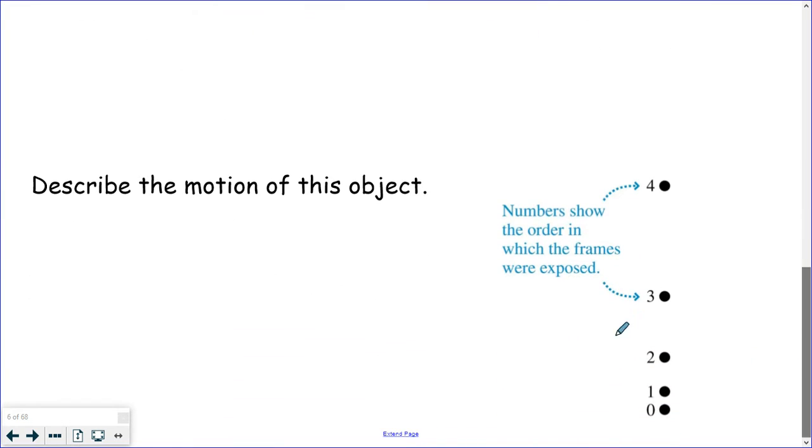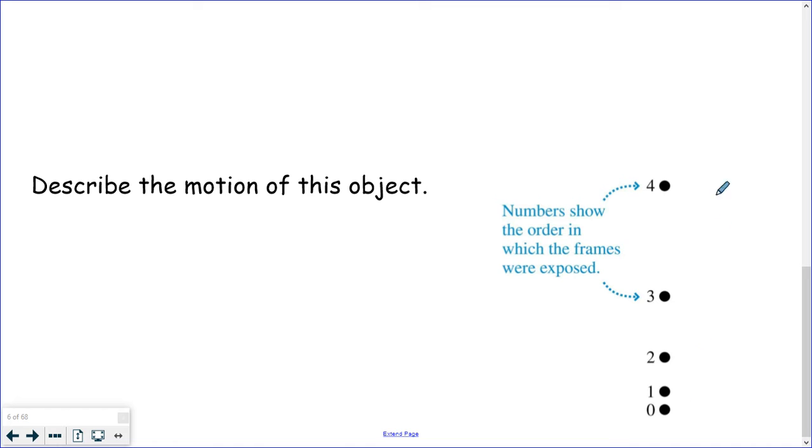Okay, describe the motion of this object. What's happening here? Well, it starts on the ground and it moves up. Would this be a ball thrown into the air? Think about that for a second. Could this mimic a ball thrown into the air? The answer is no. A ball thrown into the air would start out fast and progressively get slower as it went up. This is progressively getting faster.